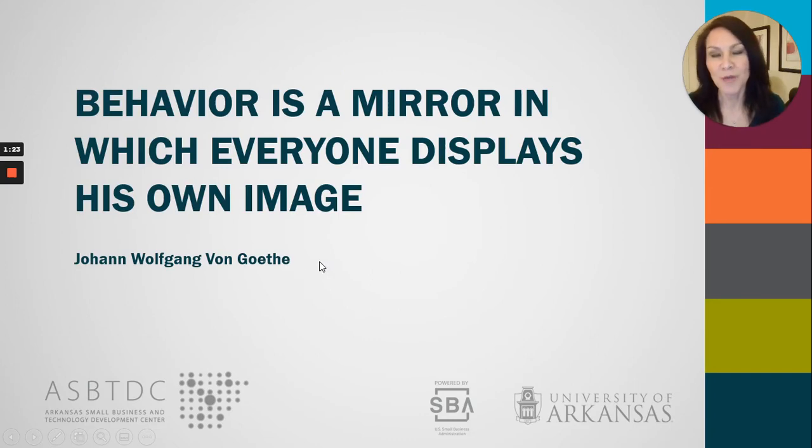So in order to do that, you've got to understand why people act the way they do. And a lot of times it boils down to behavior. Behavior is the foundation of everything that we do. How we lead, how we communicate, how we build relationships. Behavior is actually a mirror in which everyone displays his own image. So in order to understand that, and in order to understand your own behavior, you've got to take an assessment and then kind of walk through the information.